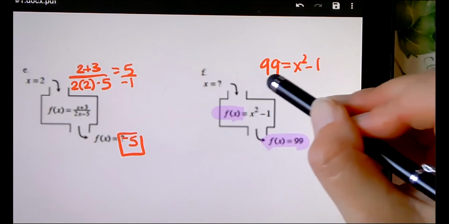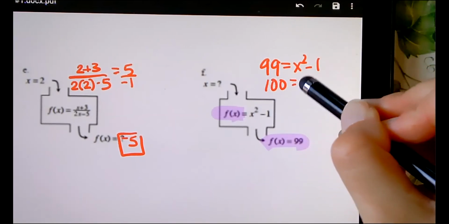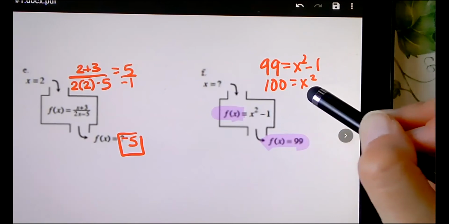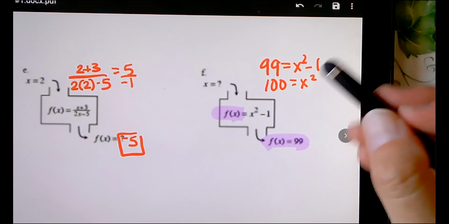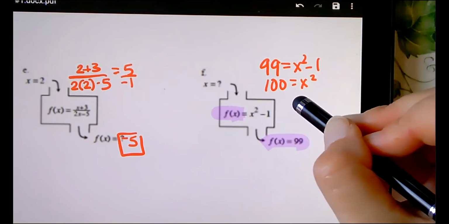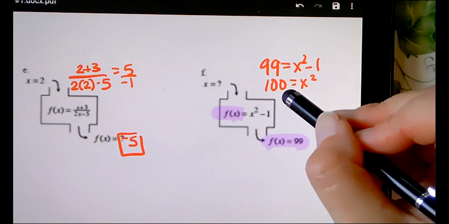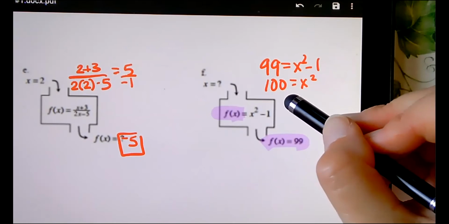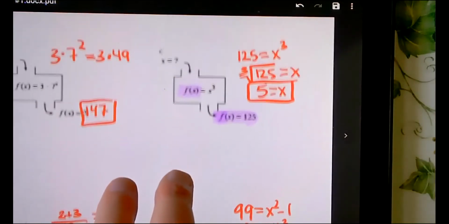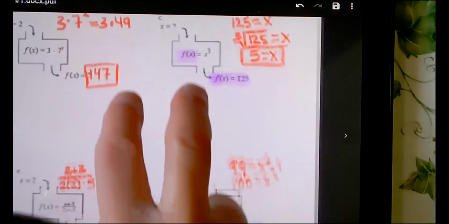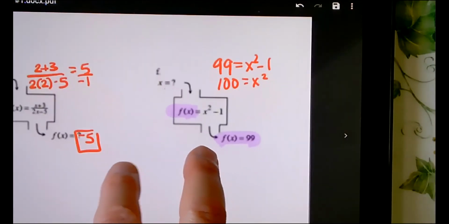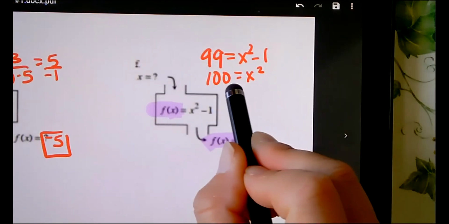So I'm going to add 1 to both sides, and I get 100 equals x squared. And to undo anything to a power, I'm going to root it. So in this case, I'm going to square root it. Now, most people miss this problem because most people give me 10. But anytime you take a square root or a 4th root or a 6th root, anytime it's an even root versus an odd root, okay? And I'm talking about the little index, the little number in front. Anytime you have an even root, you're actually going to get 2 answers.